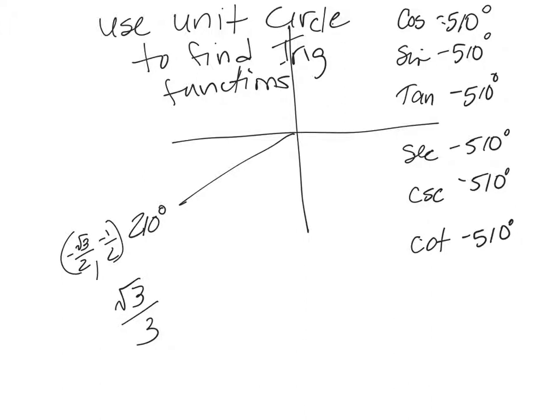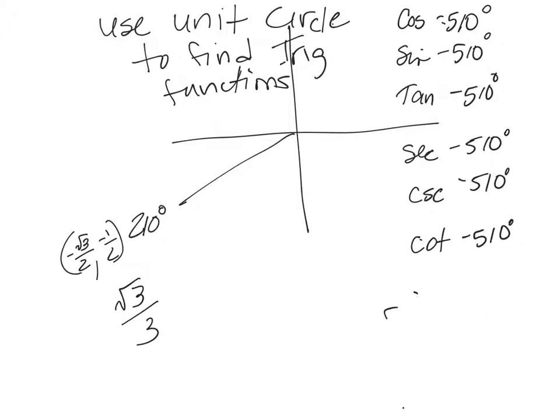So what we're going to do, since this is a negative 510, is we're going to get it out of the woods and find the angle that's equal to between 0 and 360. So what you're going to do is you're going to take negative 510 and keep adding 360 to it until you get an angle that's positive. Go.